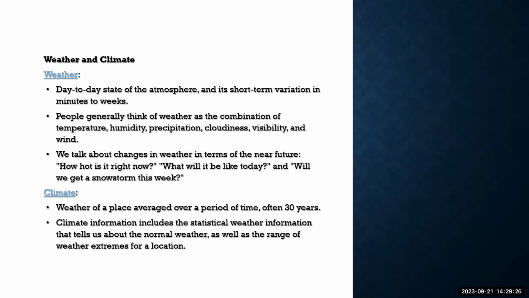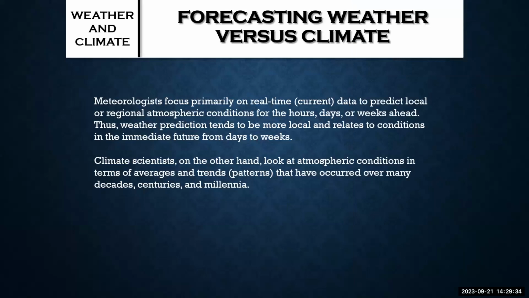And then climate information, of course, we talk about as statistical weather information. So this is how this grows, and then we make our understanding. And then talking about the forecasting of weather versus climate, meteorologists focus primarily on real-time data to predict local or regional atmospheric conditions for the hours, days, or weeks ahead, whereas weather prediction tends to be more local and relates to conditions in the immediate future, from days to weeks, as we already have a good understanding.